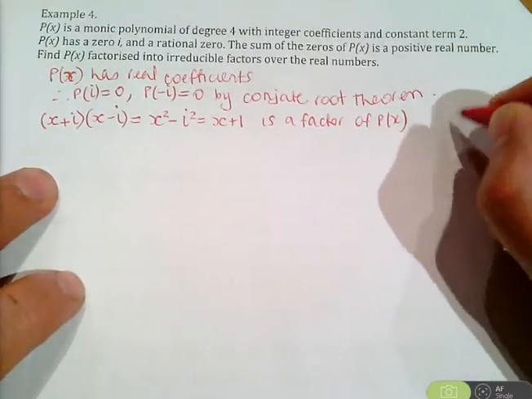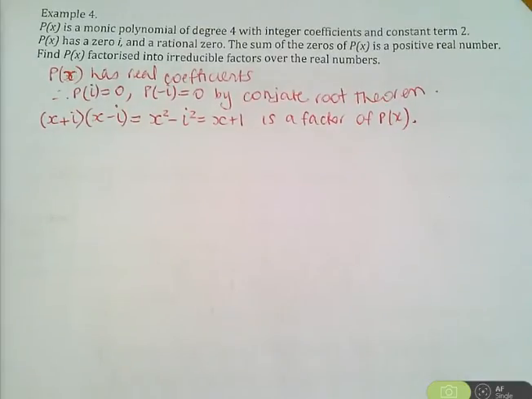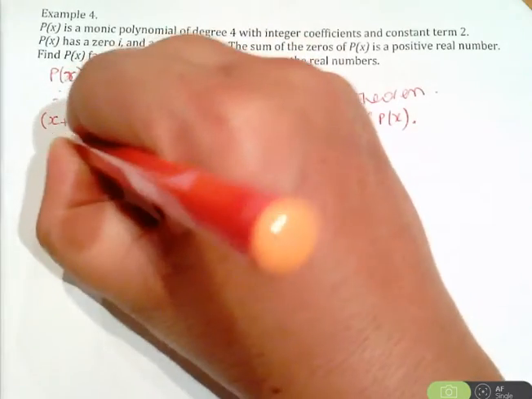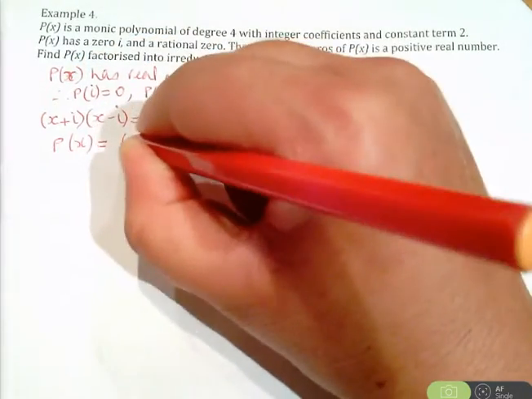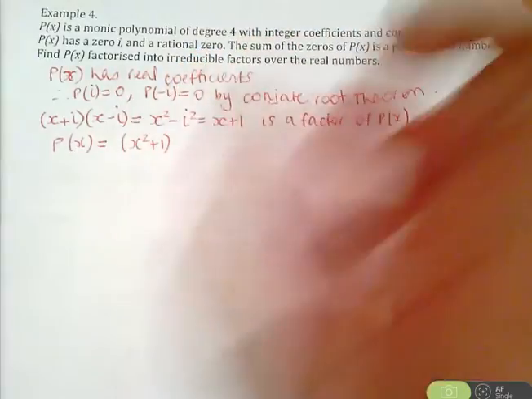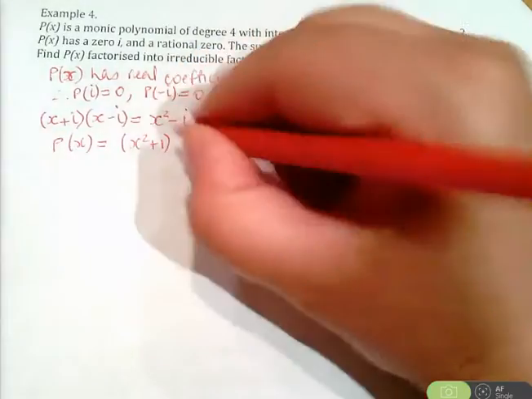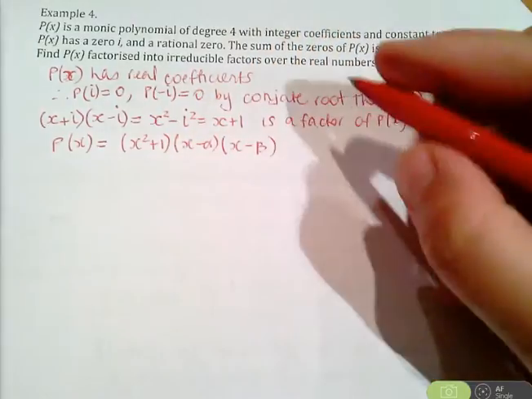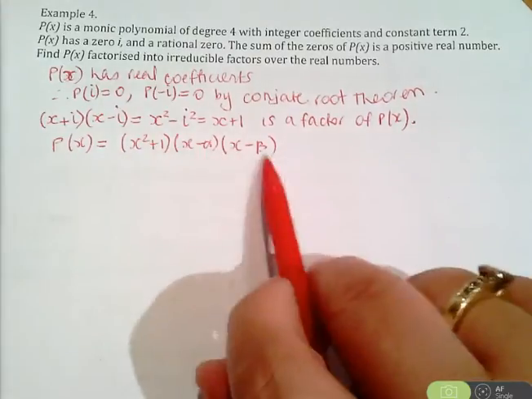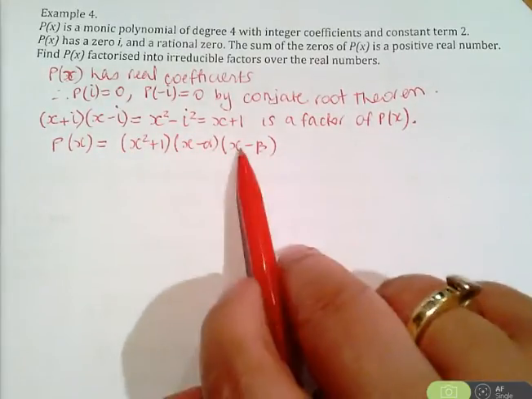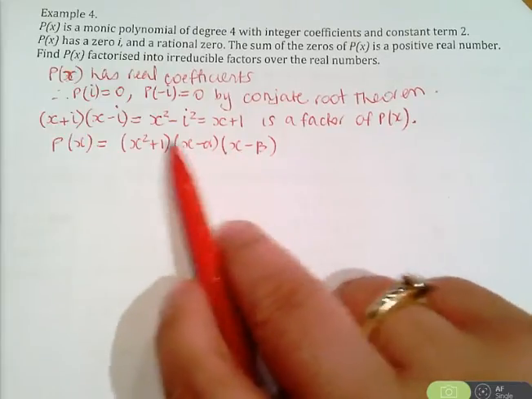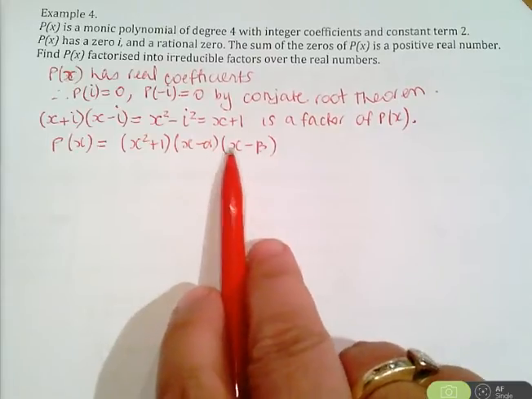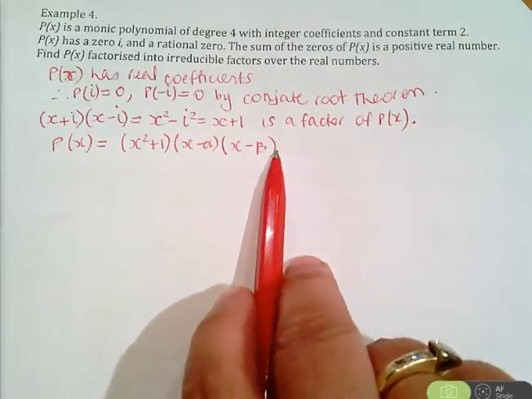Now, because we know that this is a monic polynomial, we can say that our polynomial in x is (x squared plus 1), which covers these two factors, times (x minus alpha) times (x minus beta). We can only write this because we know it's a monic polynomial. That's why we can write it like that. Otherwise, we'd need to write one of the factors like (2x minus b), or something like that.